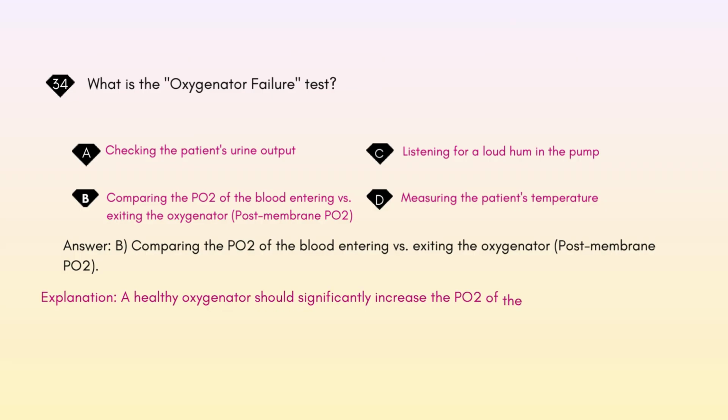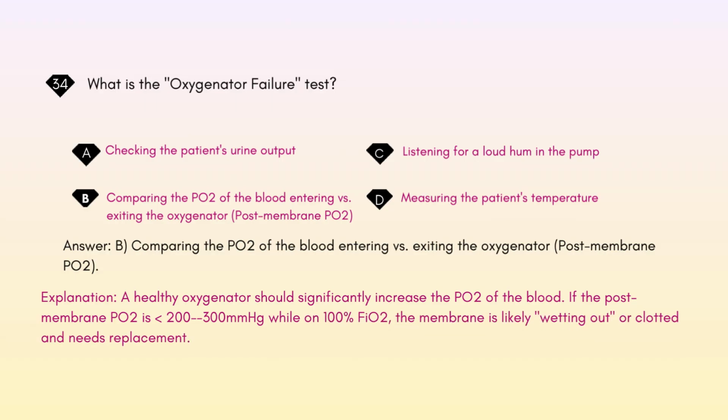Explanation: a healthy oxygenator should significantly increase the PO2 of the blood. If the postmembrane PO2 is 200 to 300 mmHg while on 100% FiO2, the membrane is likely wetting out or clotted and needs replacement.